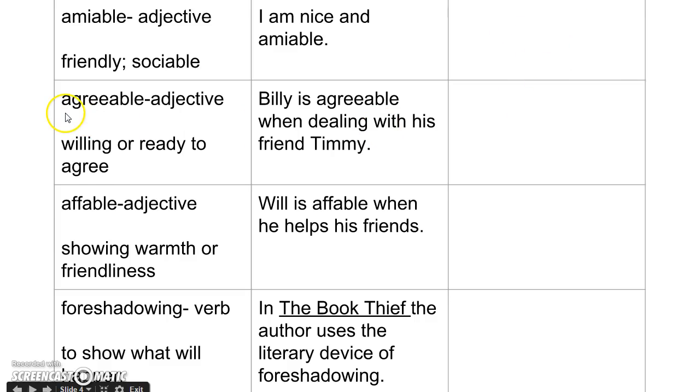We did the same with agreeable, affable, and foreshadowing. We have the word, the part of speech, the definition. In the middle box, we have it used correctly in a sentence, starting with capitalization, ending with the correct punctuation. And then in the last box, you would add a picture that would help you remember what that word means.